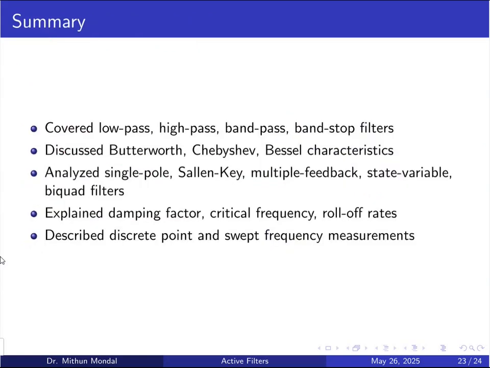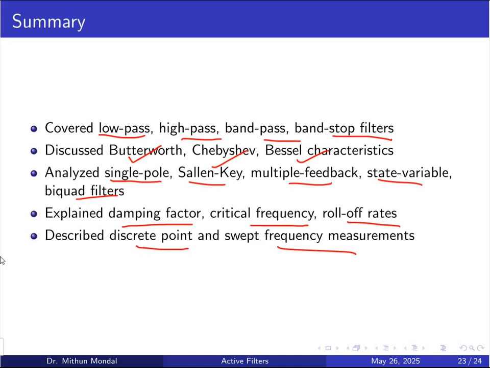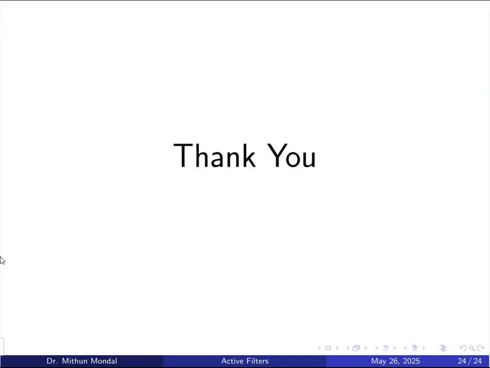So in summary of this active filter discussion, we have covered the low pass, high pass, band pass and band stop filters. We discussed the Butterworth, Chebyshev and Bessel characteristic responses. We analyzed the single pole, Sallen-Key, multiple feedback, state variable and biquad filters, explained the concepts of damping factor, critical frequency and roll off rate, and we described the discrete point and sweep frequency types of measurement for the frequency response. So this completes our discussion on active filters.